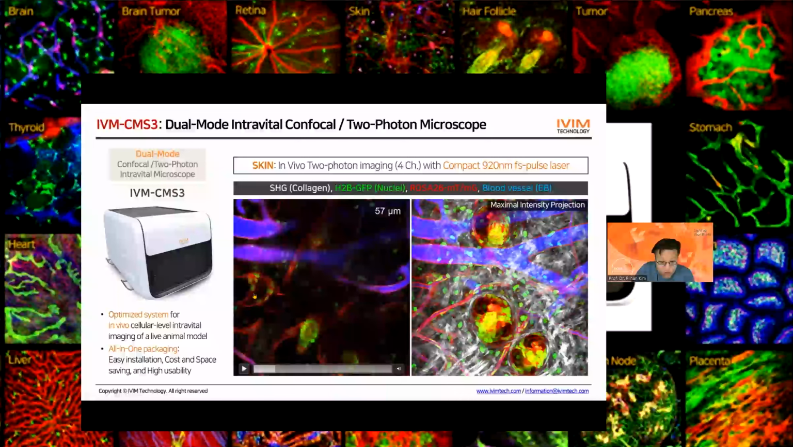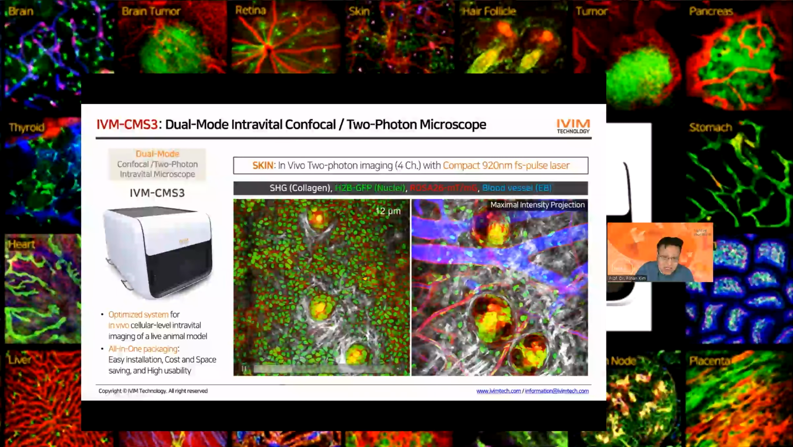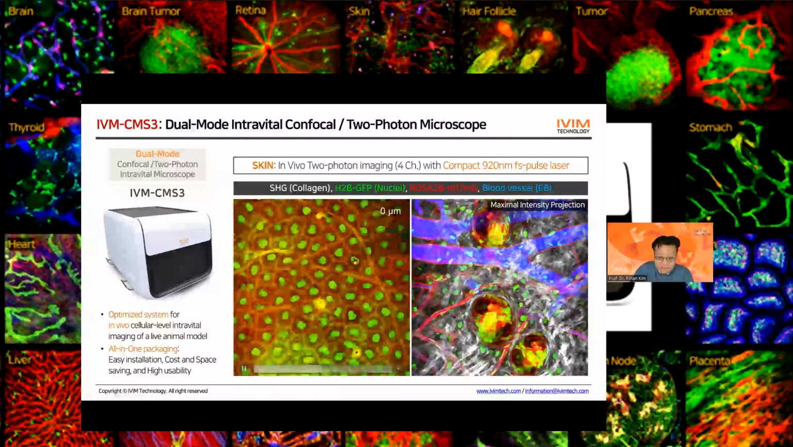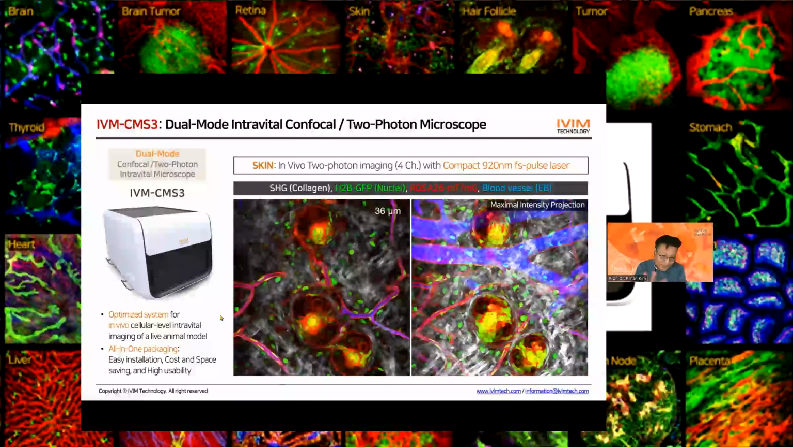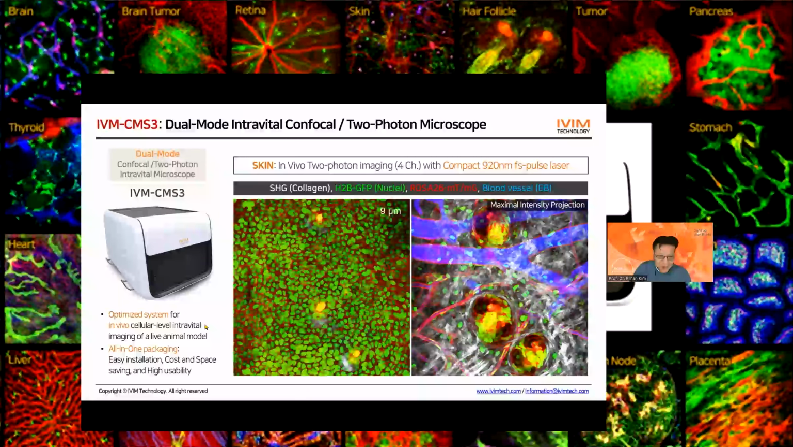And then if we go deeper, if you look at here, this is actually lymphatic vessel. Yeah, this is a valve, and then lymphatic vessel goes in this way. And then you can see this large vessel deep inside the ear skin. Okay. This is the four-color two-photon imaging data obtained from the skin.